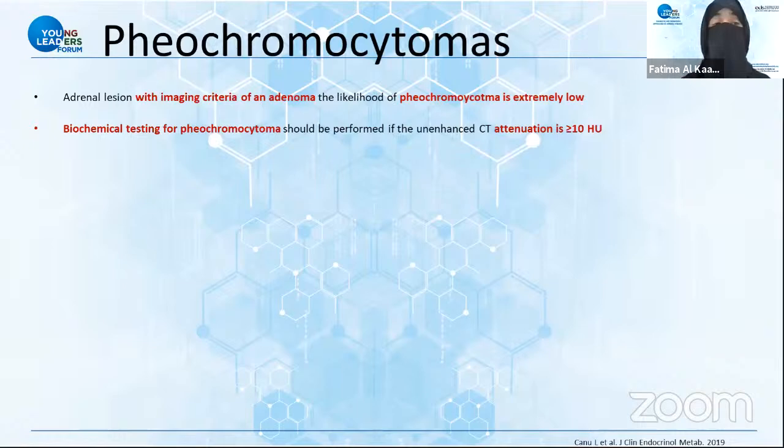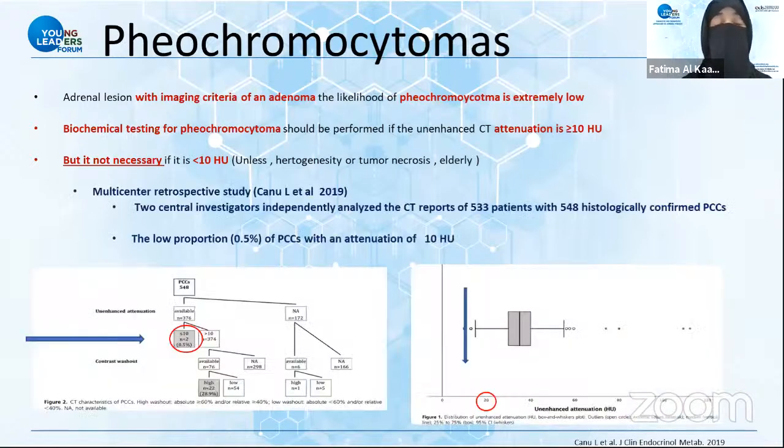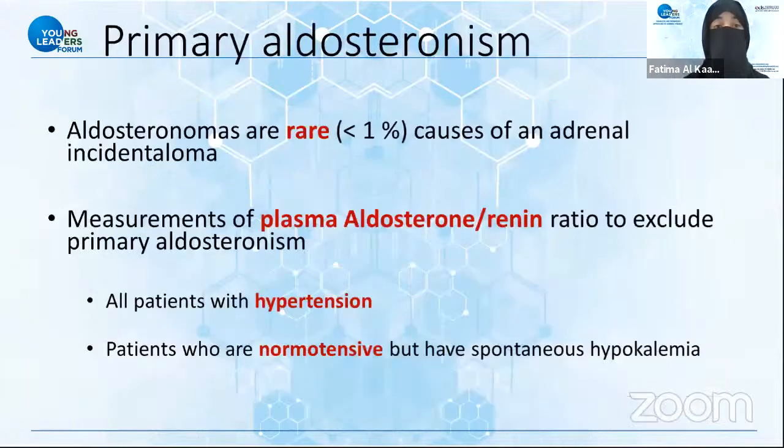Also, I would like to mention that in an adrenal lesion with imaging criteria of adenoma, the likelihood of pheo is extremely low. Therefore, the biochemical test for pheochromocytoma should be performed if the unenhanced CT attenuation is more than or equal to 10 Hounsfield units. However, it is not necessary if the Hounsfield unit is less than 10, unless there is heterogeneity or tumor necrosis in the image, or in the elderly. This was shown recently in a multicenter retrospective study published in 2019, which analyzed CT reports of 533 patients with 548 histologically confirmed pheo. They found a low proportion, 0.5%, of pheochromocytoma with attenuation of 10 Hounsfield units.